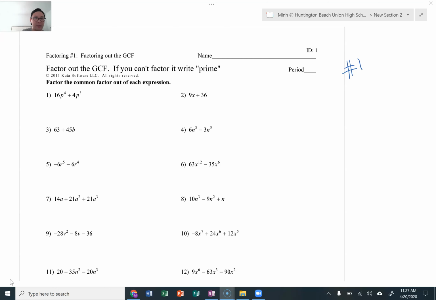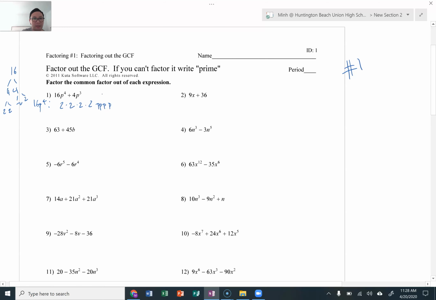When I break that down, let me write this down, 16p to the fourth. So that breaks down. And if you do 16, that's going to be 4 times 4. And then that's going to be 2, 2, 2, and 2. So that's going to be 2 times 2 times 2 times 2. And since that's p to the fourth, I'm going to write out 4 p's.